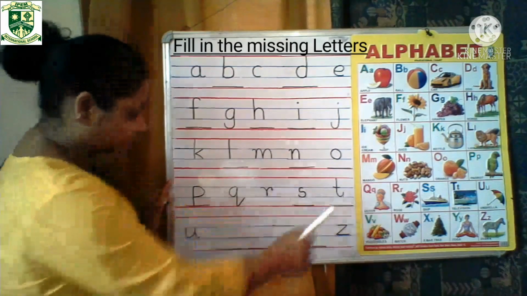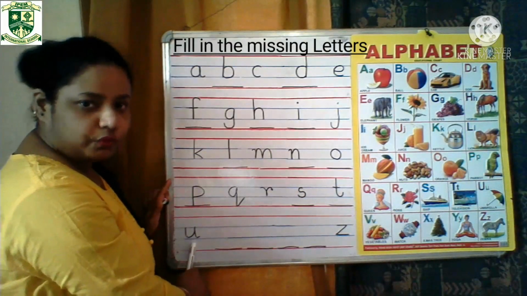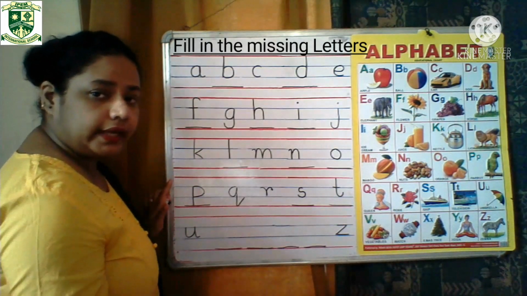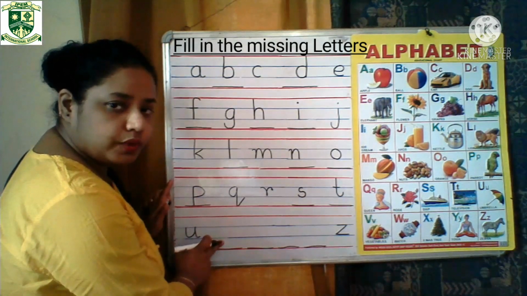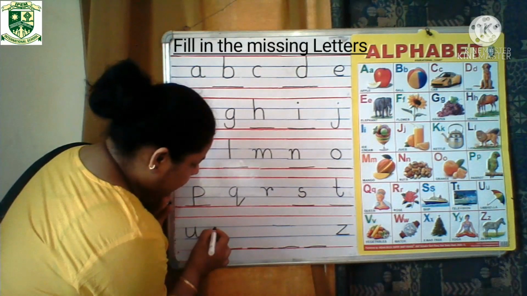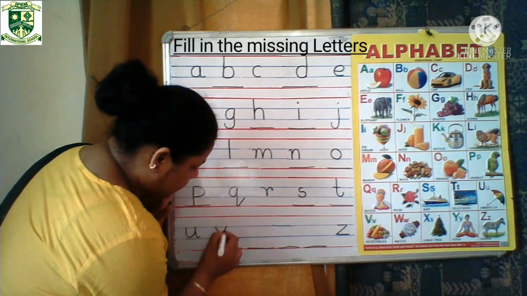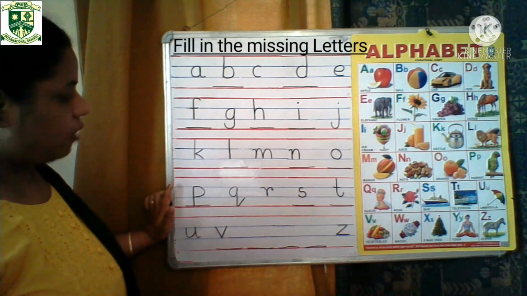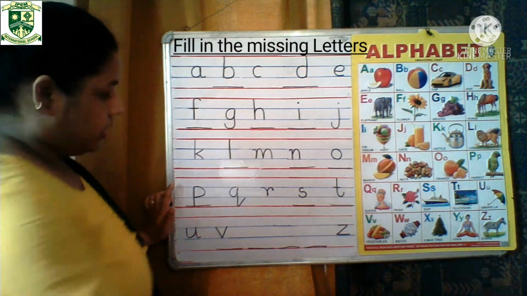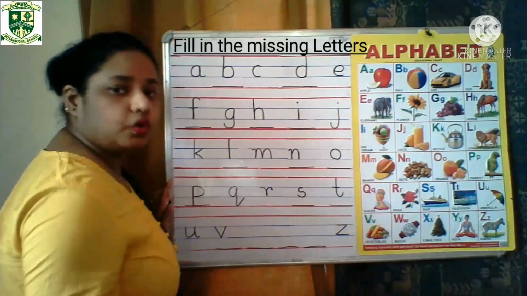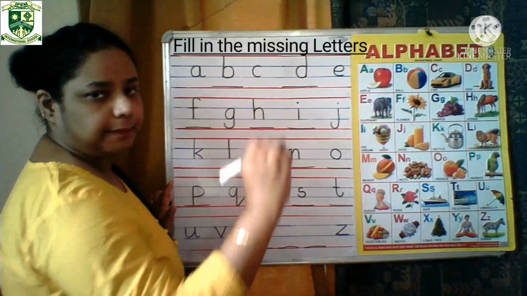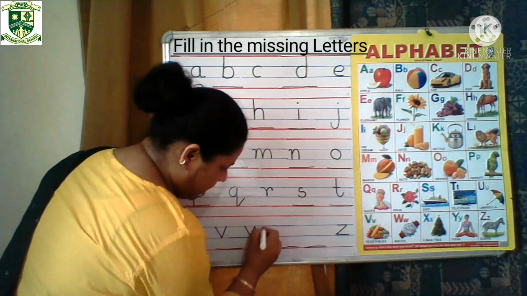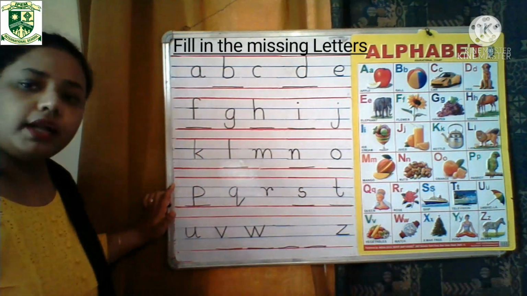Now tell me what comes after t? U. Very good. Now tell me what comes after u? V. Now how will we make v? Again in between these two blue lines, we'll give one slant line and another slant line opposite to it. Okay, this is how we'll make small v. Now comes small w. Now again w is made in between these two blue lines in a zigzag pattern. Okay, slant lines, up, down, up. This is how we'll make small w.